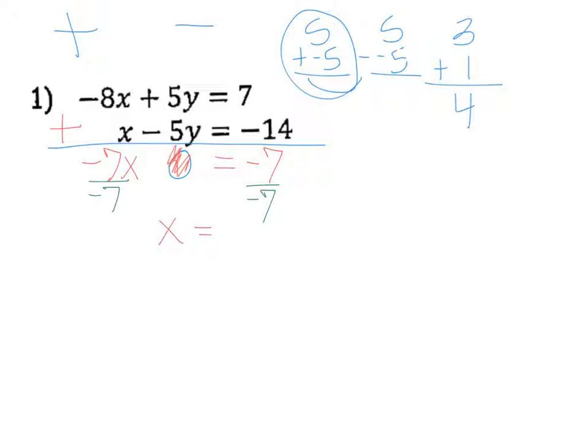What does x equal? 1. -7 divided by -7 is 1. You are halfway done with your ordered pair. Put it over on the side somewhere. 1 comma blank. We got x. X is 1. We have to do y.